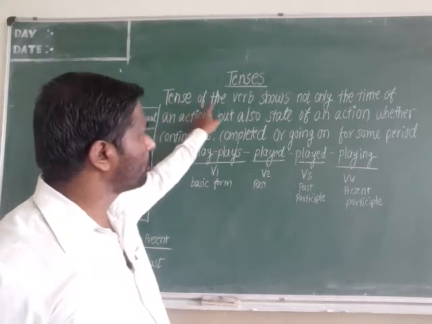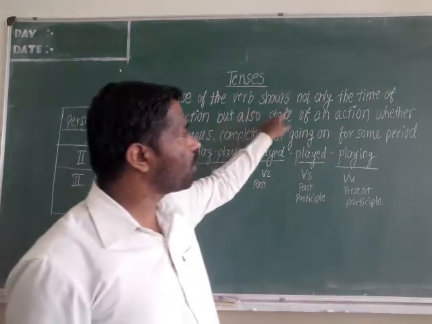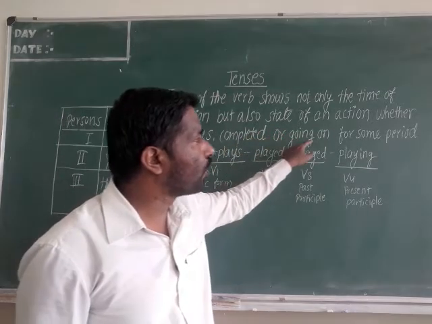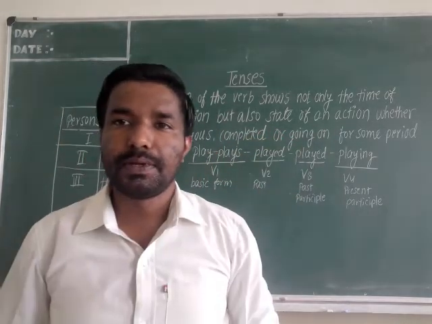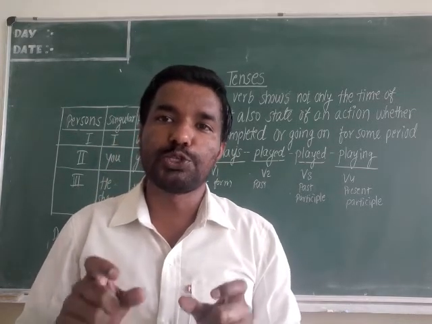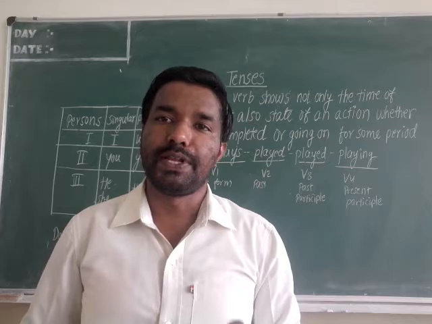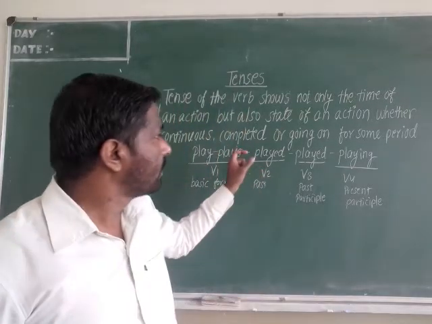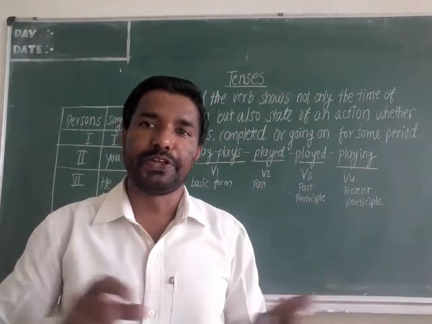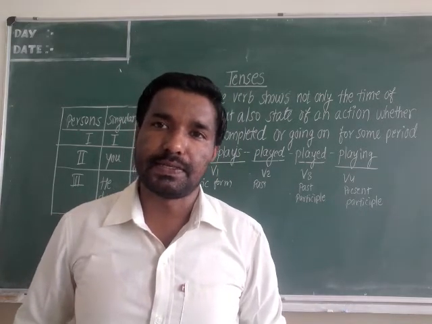The tense of the verb shows not only the time of an action but also the state of an action, whether continuous, completed or going on for some period. It shows not only time of an action, along with that it shows state of an action, whether the action is completed, whether it is in progress or whether it is going on for some period. It started at one point, still it is continuing. All these things we come to know under tenses.